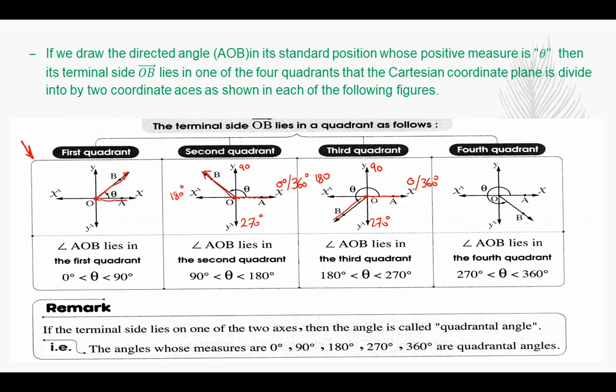Very important remark. If the terminal side lies on one of the two axes, then the angle is called a quadrantal angle. Okay? You have to memorize this expression, quadrantal angle. So the angle whose measure is 0 is called a quadrantal angle. The angle whose measure is 90 is called a quadrantal angle. And 180 or 270 or 360, all of them are called quadrantal angles. Okay? Let's go to another slide.